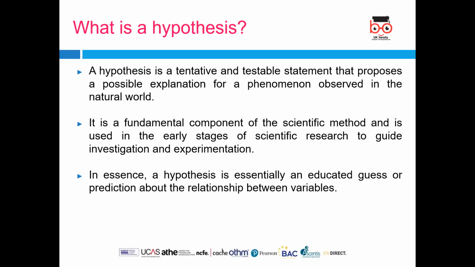So a hypothesis can also be said to be a fundamental component of the scientific method. In essence, a hypothesis is an educated guess or prediction about the relationship between variables. For example, if we say smoking cigarettes can lead to a negative impact on lungs, here we have two variables. One is the cigarettes and the other is the functioning of the lungs. So a hypothesis is essentially an educated guess or prediction about the relationship between variables.